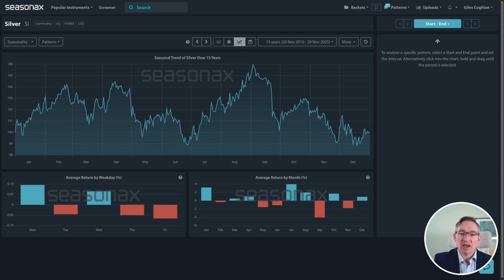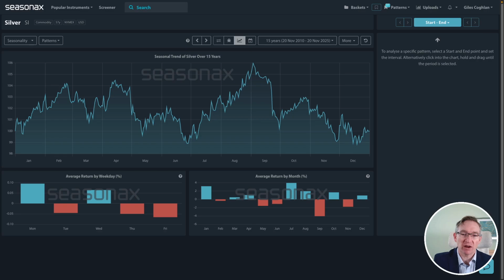Now, this indexing method removes distortions caused by different price levels in different years. It lets you see the pure seasonal pattern, the underlying behavioral tendency of the market without any noise from volatility or long-term price trends. It's very helpful. So when you're looking at these seasonal charts, remember the x-axis along the bottom is the time of year. The y-axis, the vertical one, is the indexed average path. Together they show you how this market typically behaves throughout the year based on historical data.